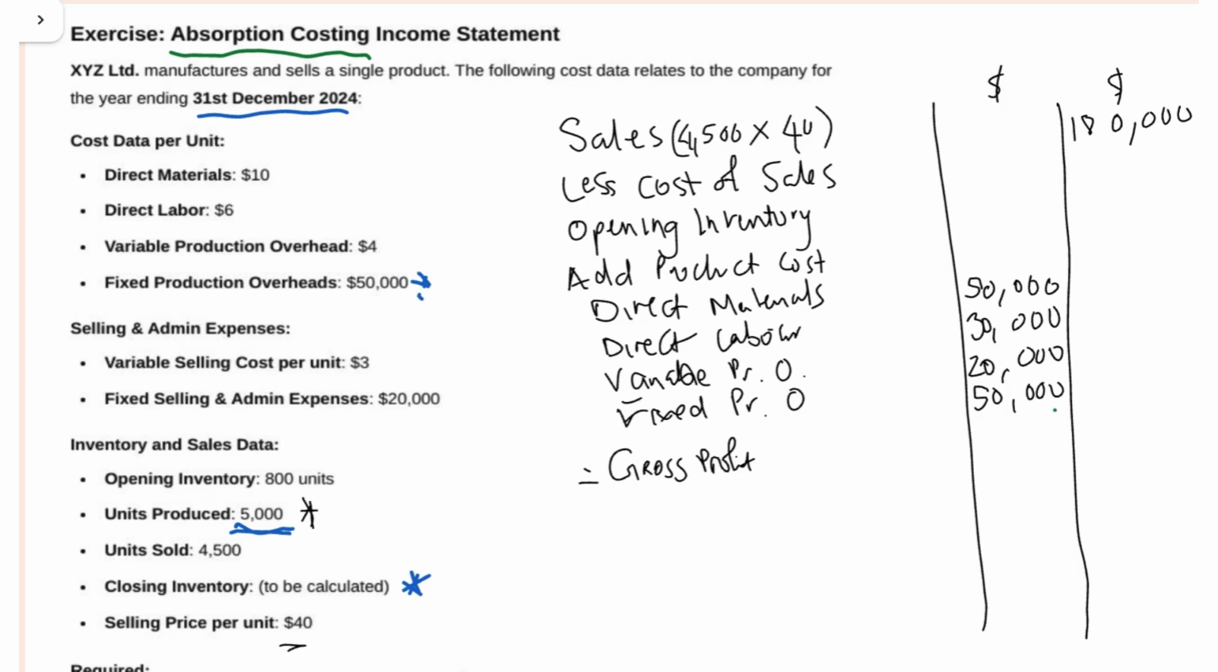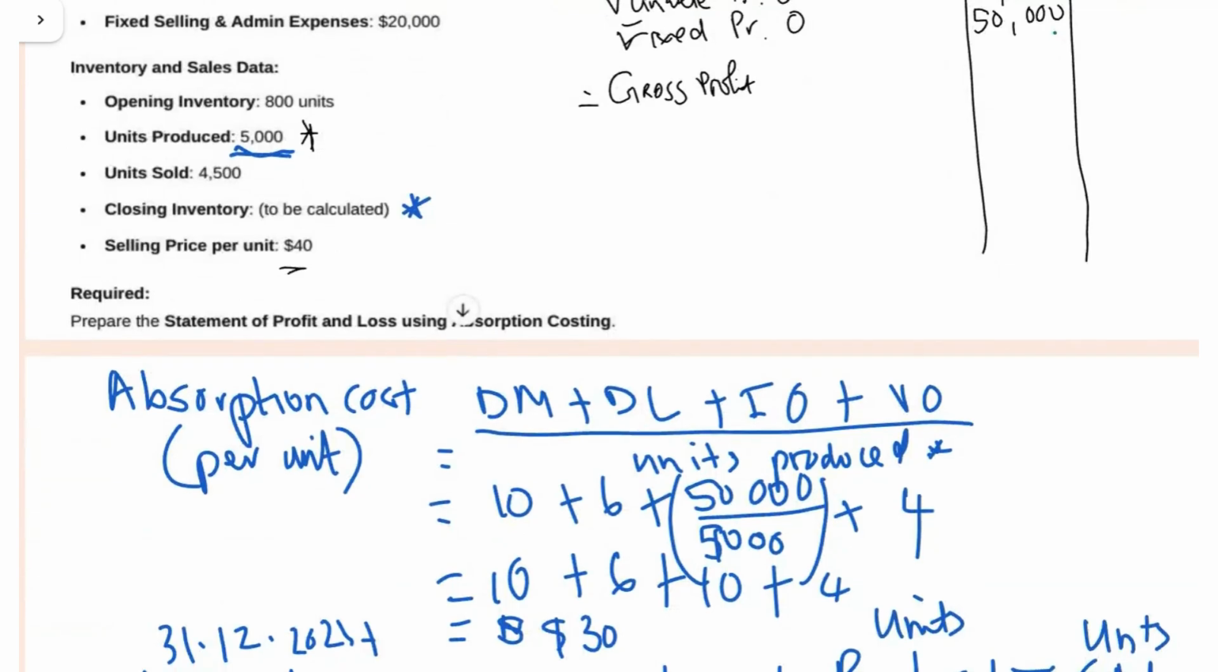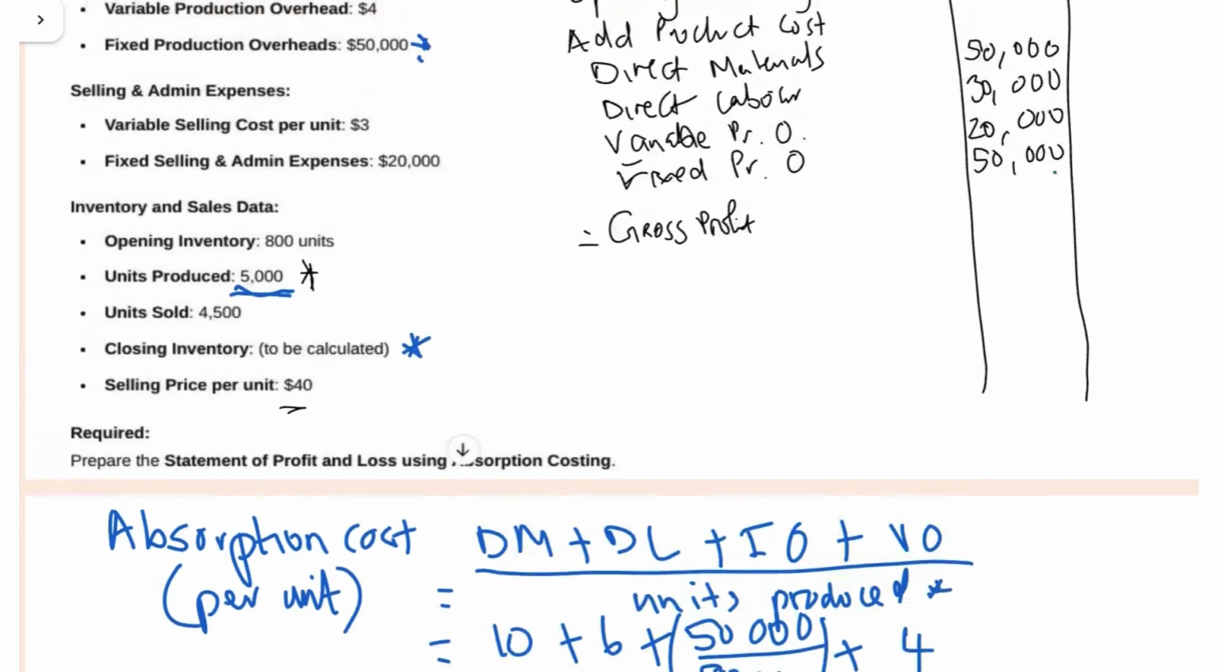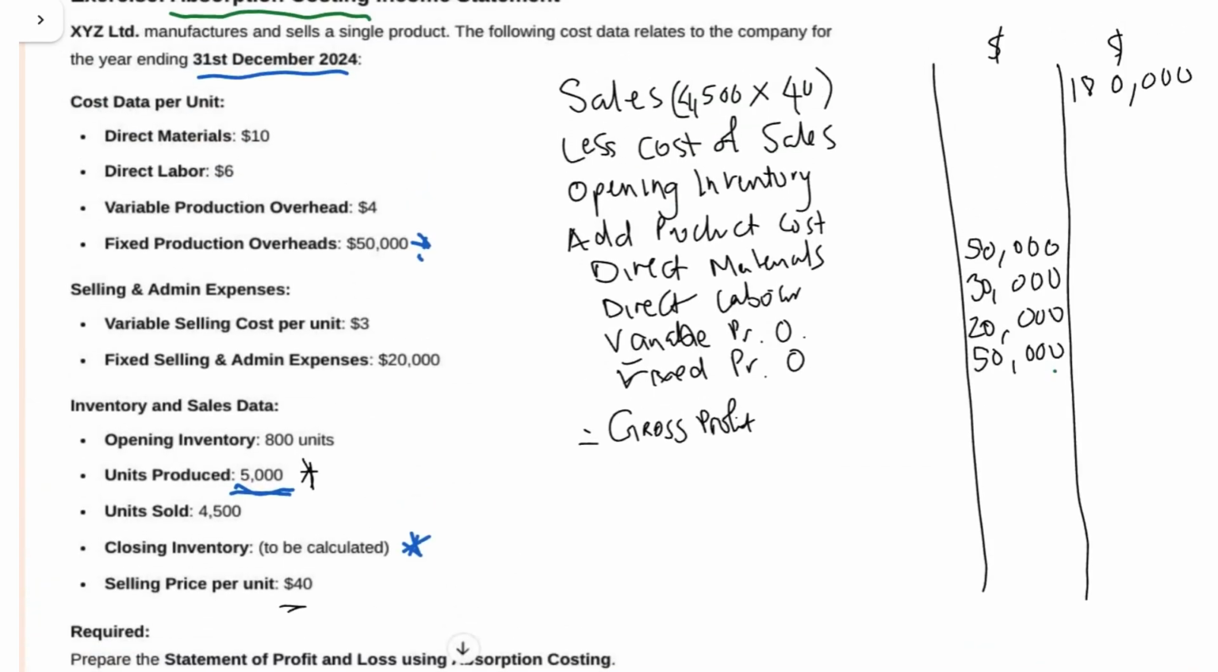However, the other way you can do it is, instead of writing everything down, we can just take our absorption cost, which is $30. This is just an example, so we can say our absorption cost of $30 times our units produced, which is 5,000. And if you add all of this up, you will get the same as that. So 50,000 plus 30,000 plus 20,000 plus 50,000, it's 150,000.